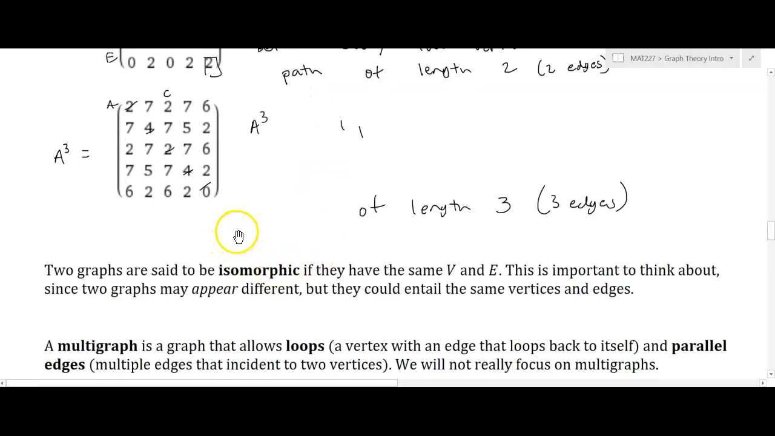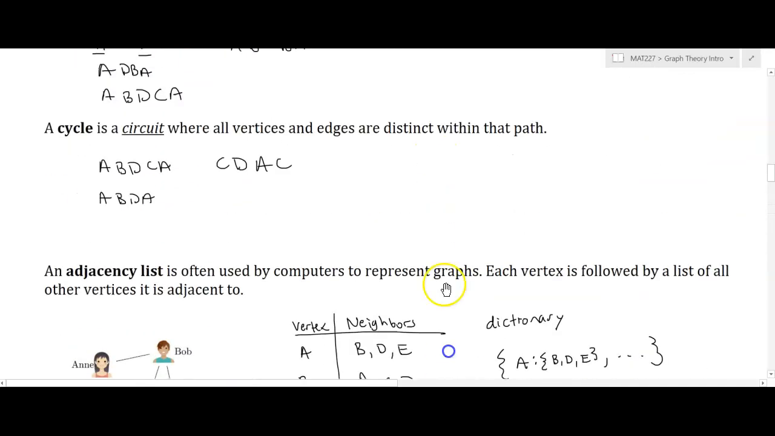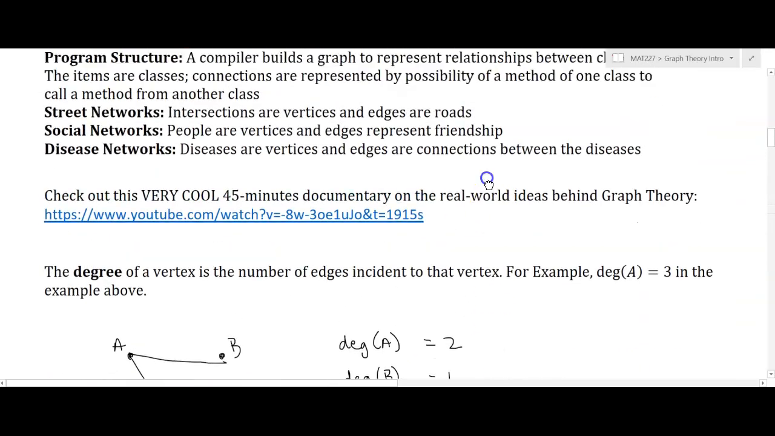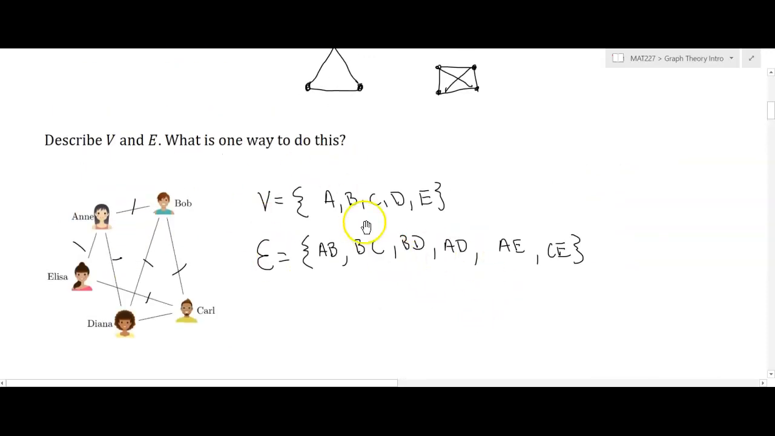So these matrices are useful for that reason. Now, when we draw graphs, one thing we have to realize is that a graph is fully determined by its vertices and how those vertices are connected to other vertices, or adjacent, excuse me, to other vertices. So that begs the question of, if you just gave me a set of vertices and edges, would I necessarily draw you the exact same graph like this?